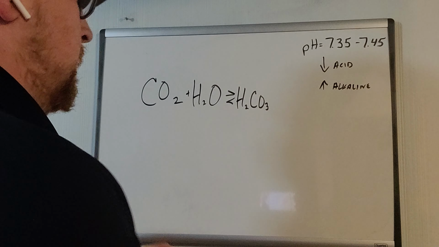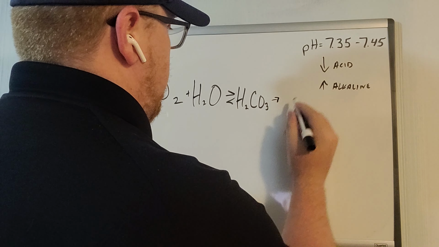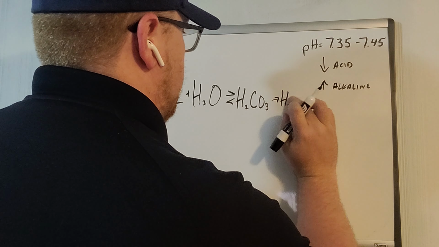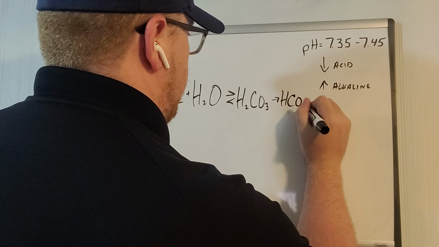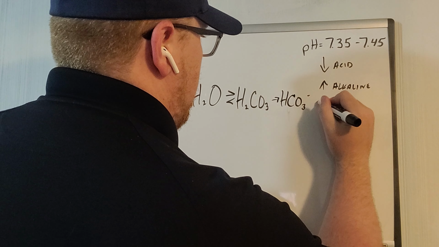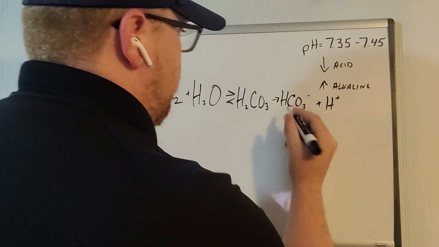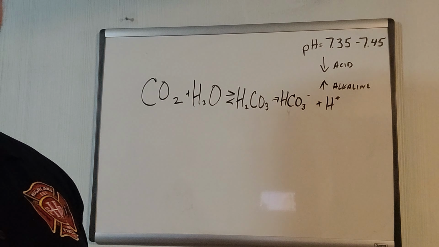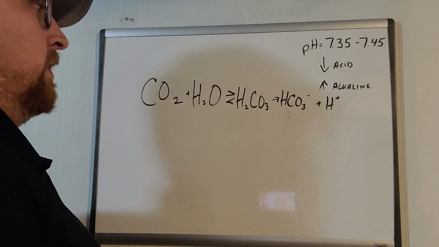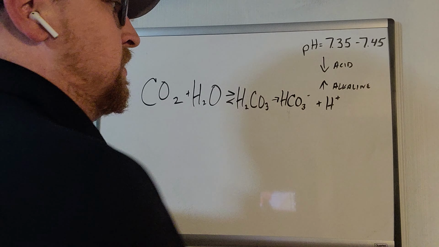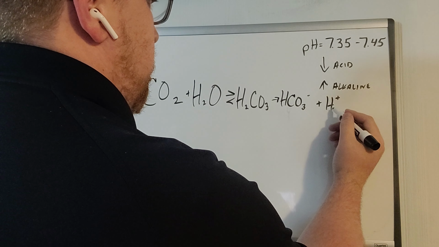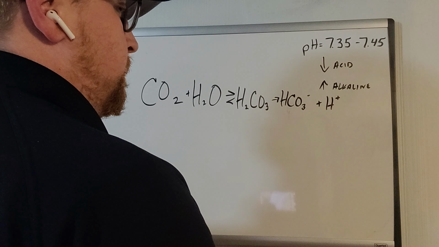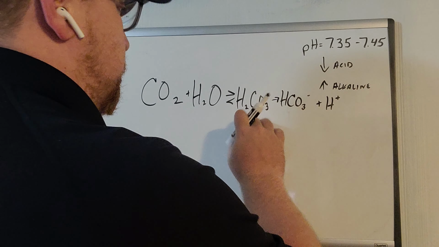Carbonic acid does not like to stay together, so it splits off. And what you have from that is HCO3 and a hydrogen ion. HCO3 is, if you've ever heard of bicarb or bicarbonate, essentially what that is. And then you have your remaining hydrogen, your acid, over here.